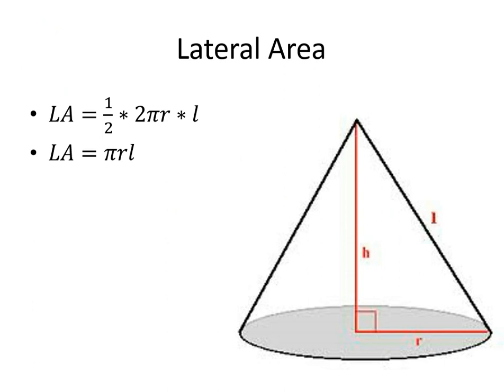Now your lateral area for a cone. Remember, a cone has a circle for a base. So our lateral area of a cone will be 1/2 times the perimeter of the base, which is the circumference, 2 pi r, multiplied by the lateral height, again L. If we simplify this equation, we get our formula: LA is equal to pi r L. Okay, so that's your lateral area.